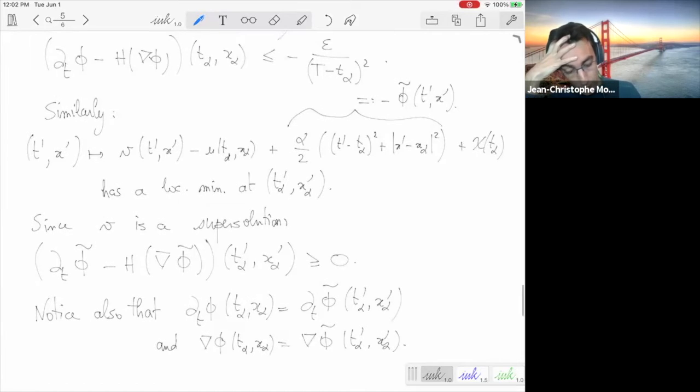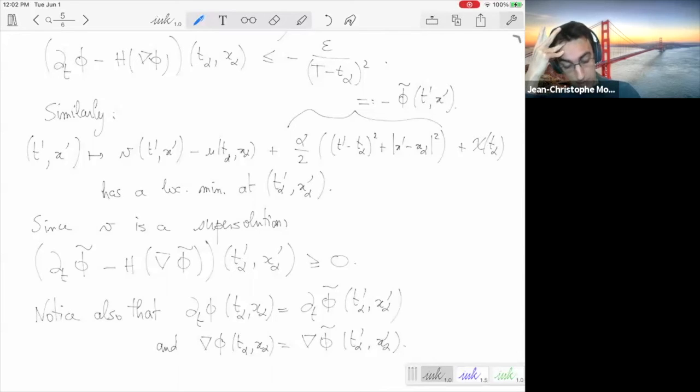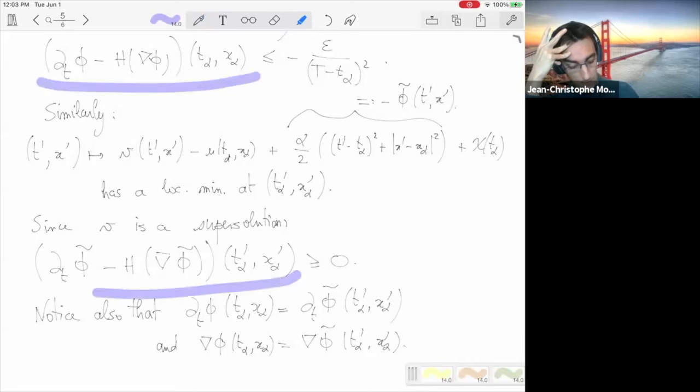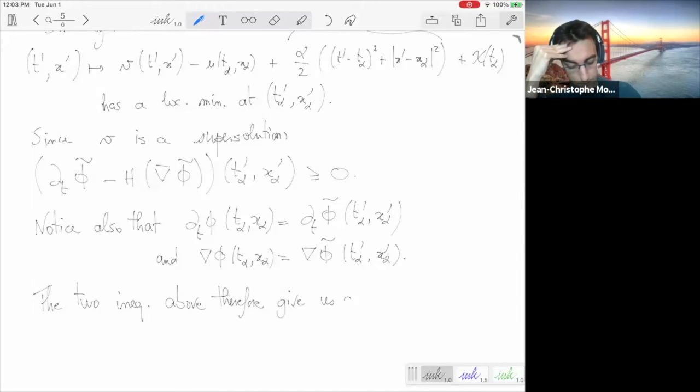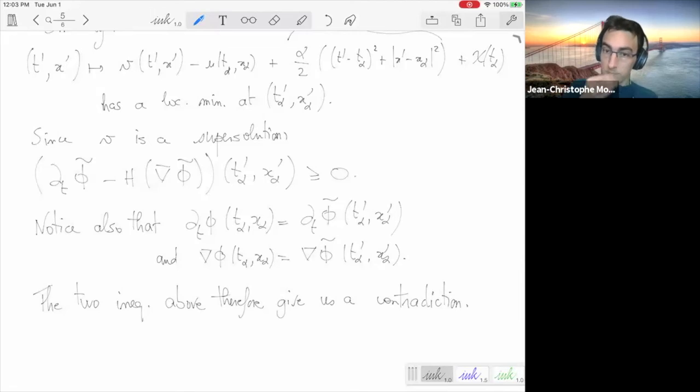And so indeed, we have a contradiction between the two displays. Because these identities tell us that this guy and this guy are equal, but we've said that one is non-negative and one is smaller than this minus epsilon, and so on. So we have reached a contradiction, and that's what we wanted to do. That's the end of the proof, therefore. We have argued by contradiction, and we have succeeded in doing this.